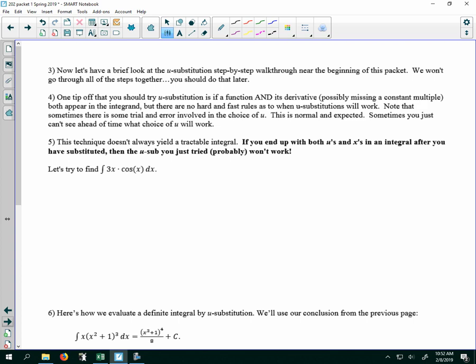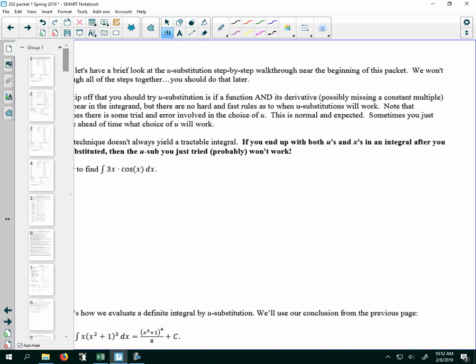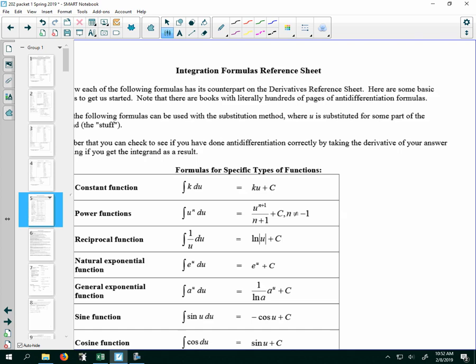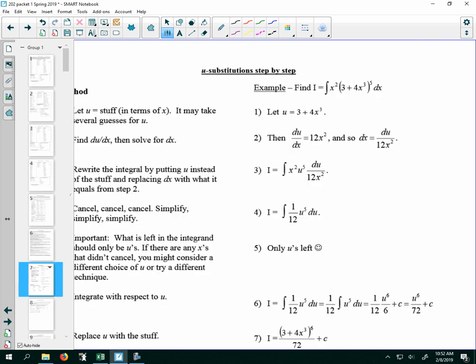Okay, so we're going to have a brief look at the u substitution step-by-step walkthrough at the beginning of the packet. We won't go through all the steps together, but I want you to see the reference sheet. There we go, page 7.